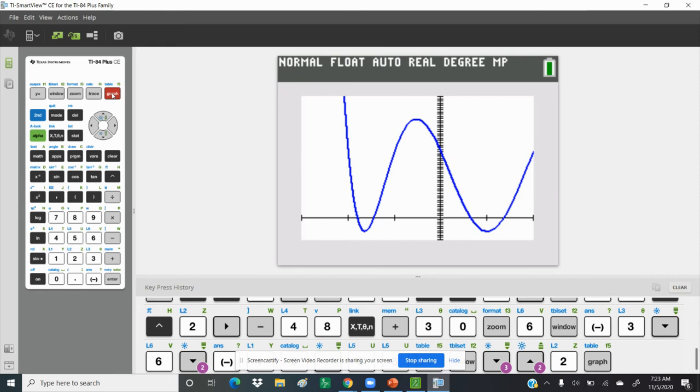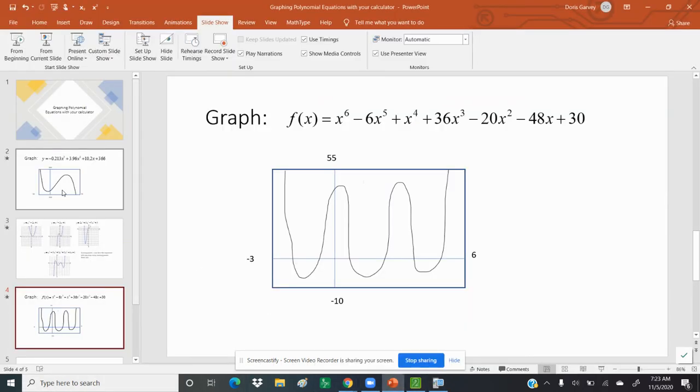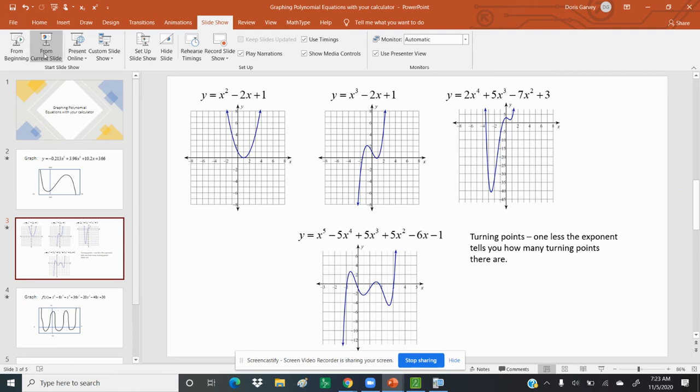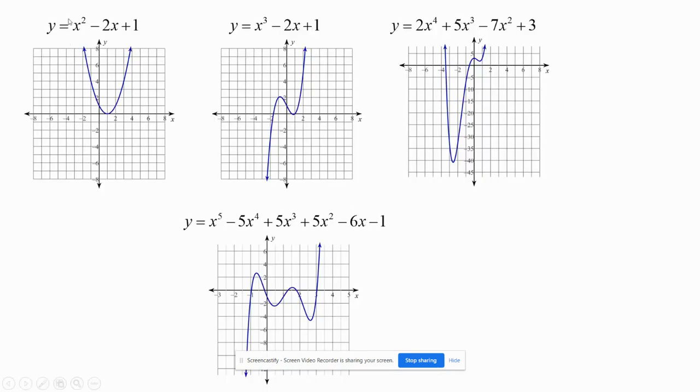But the other thing you need to think about is how many turns do you have? So if you take a look at all of these different equations here, this is a quadratic or a squared equation, and you can see this has 1 turn. This is a cubic equation, and you can see it has 1, 2 turns. Turns are where the graph changes direction. This is a 4th degree, and you can see I've got 1, 2, 3 turns. This is a 5th degree, and I have 1, 2, 3, 4 turns.